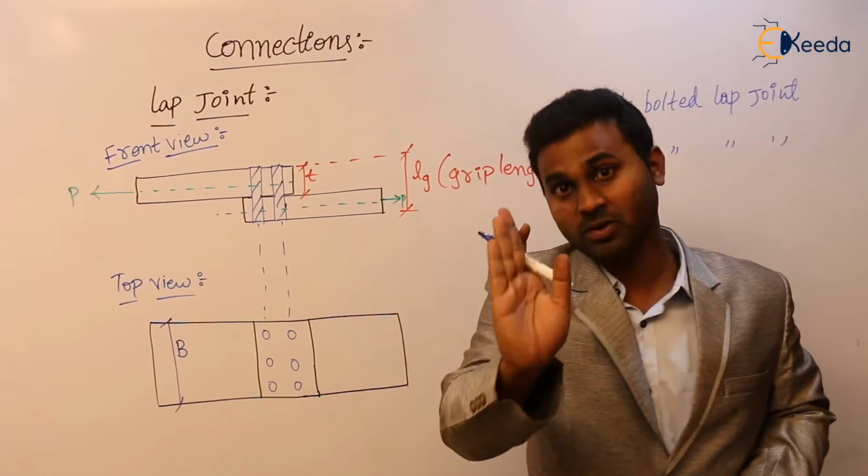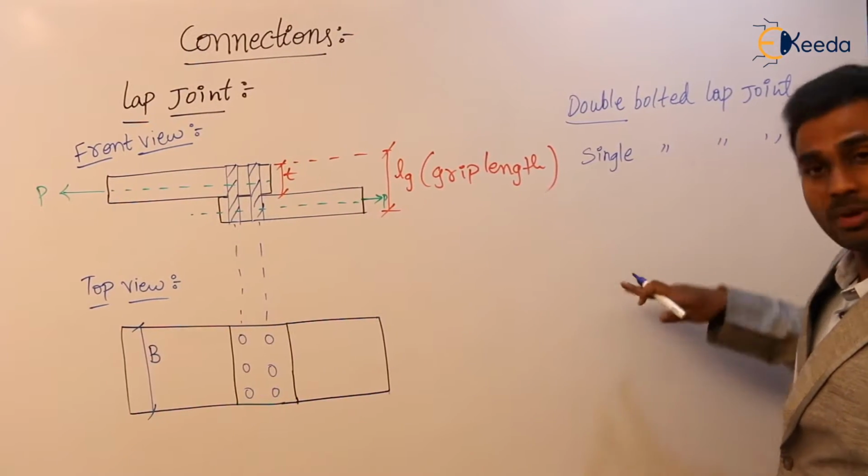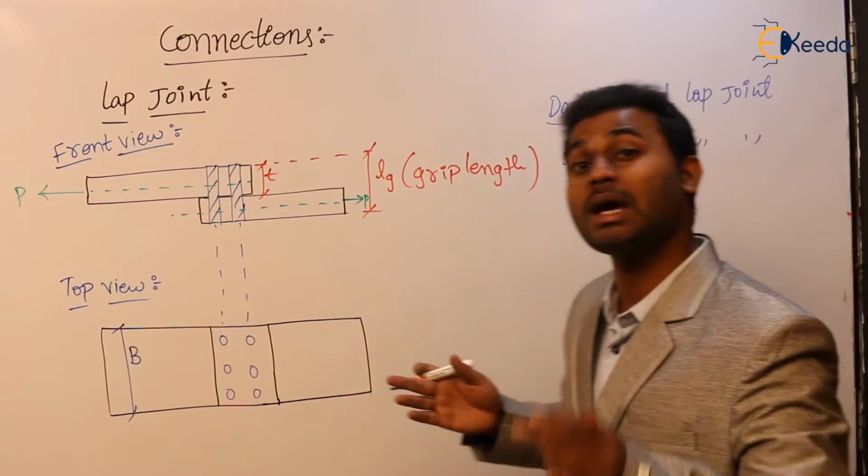But if one line of bolt is provided, then it is known as a single bolted lap joint. If three lines, triple bolted, like that. So that depends upon the number of lines.